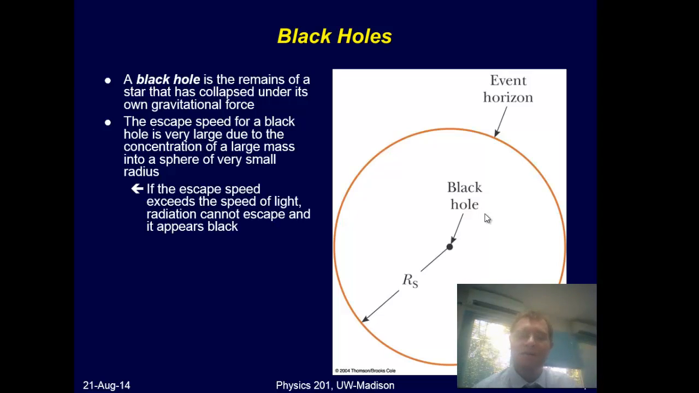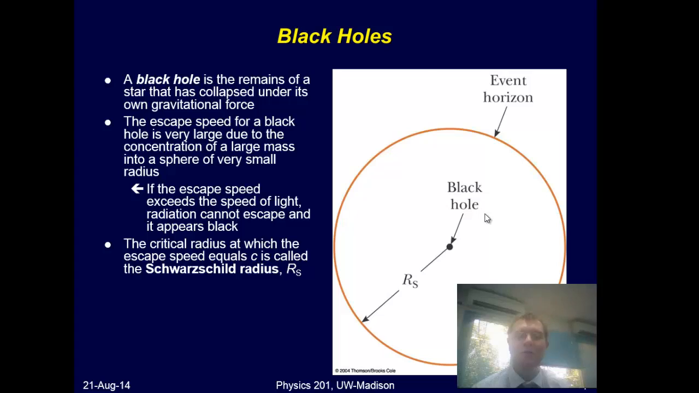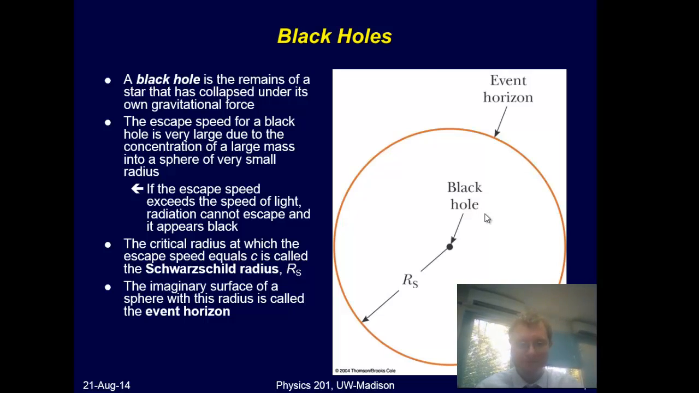Now, there is a critical radius at which the escape speed equals the speed of light, and this is known as the Schwarzschild radius, Rs. This is the imaginary surface of a sphere, and it's often called the event horizon. Beyond that, there is no escape, even for light. So that is escape velocity. I hope that was useful.